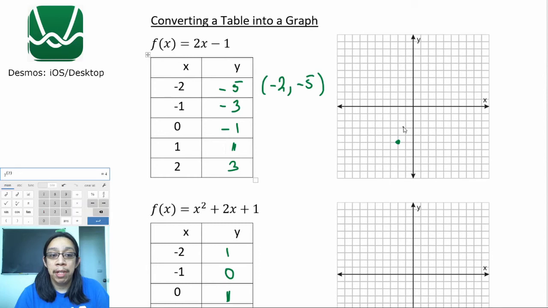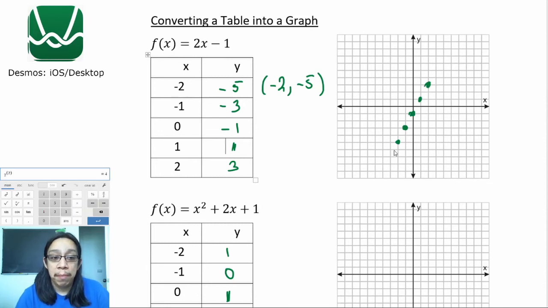1, 2, 3. Next one is 0, -1. 0 is at the origin, and then it's -1 on the y. So then we put a point right here. Next one is 1, 1. We go to the x at 1, and then we go up 1. The next one is 2, 3. Here's the 2, then we go up to 3.